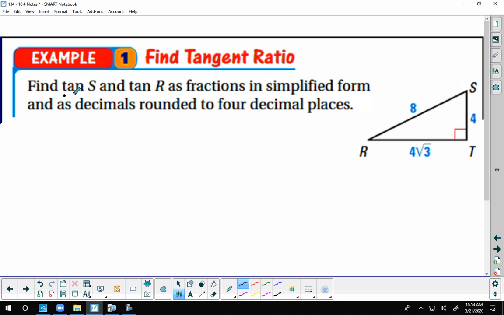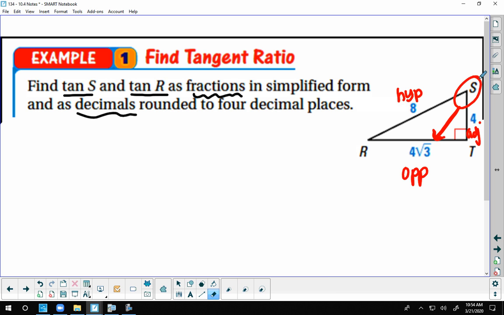So find the tangent of angle S and the tangent of angle R. We're going to first do it in fractions and then as decimals rounded to 4 decimal places. So the tangent of S. So we're just focusing in on angle S. So I'm going to label the three sides according to S. So first, I always start with hypotenuse because that's across from the 90-degree angle. Then the opposite is the next one that's easiest to identify. Opposite is across from the angle, and then that means 4 has to be the adjacent side.